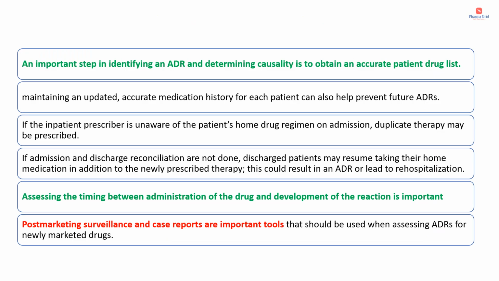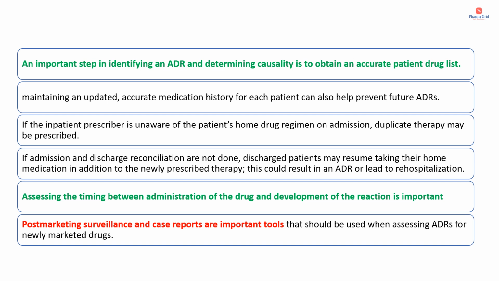An important step in identifying an ADR and determining causality is to obtain an accurate patient drug list. Maintaining an updated, accurate medication history for each patient can also help prevent future ADRs. If the inpatient prescriber is unaware of the patient's home drug regimen on admission, duplicate therapy may be prescribed. If admission and discharge reconciliation are not done, discharged patients may resume taking their home medication in addition to the newly prescribed therapy. This could result in an ADR or lead to rehospitalization.